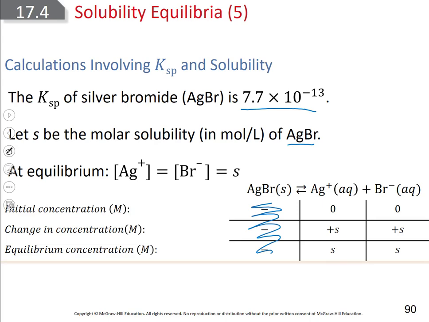So if we were to write out our equilibrium expression here, K would be equal to what? S squared, good. Because it's going to be equal to the silver ion times the bromide ion. So in this case, Ksp is equal to S squared. This Ksp we were given to be 7.7 times 10 to the negative 13.